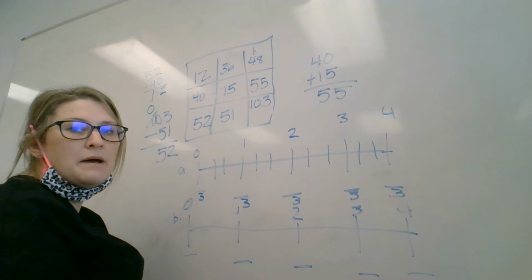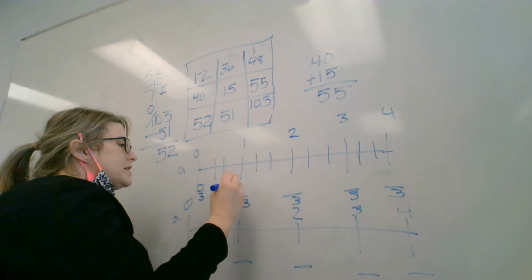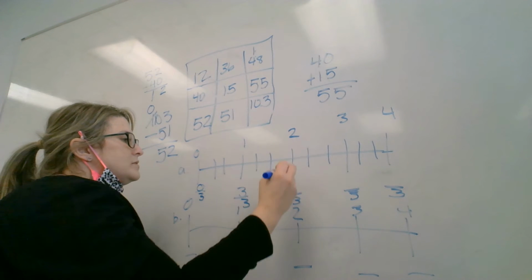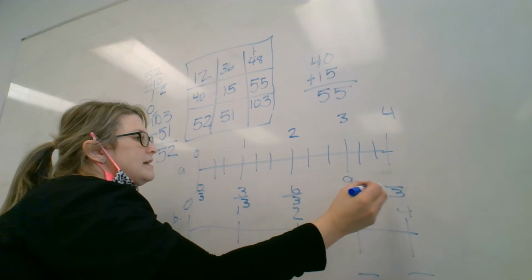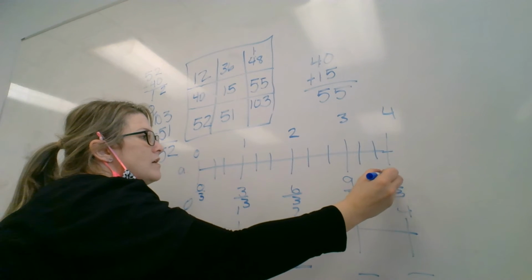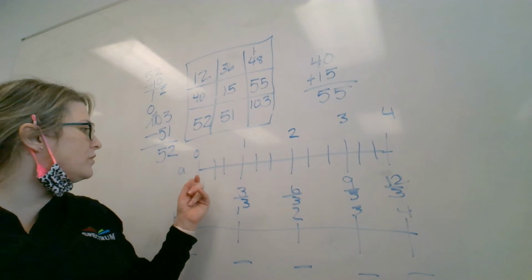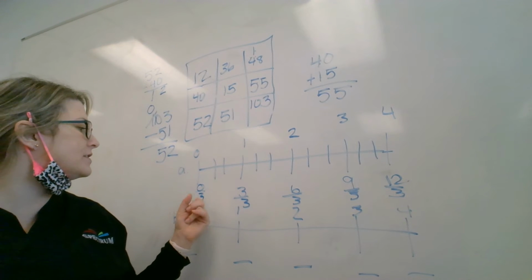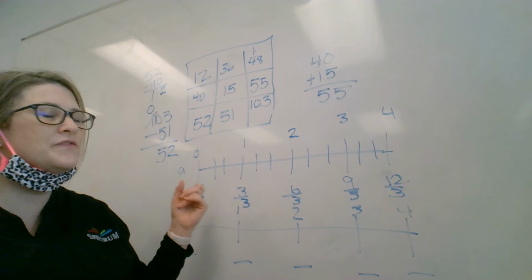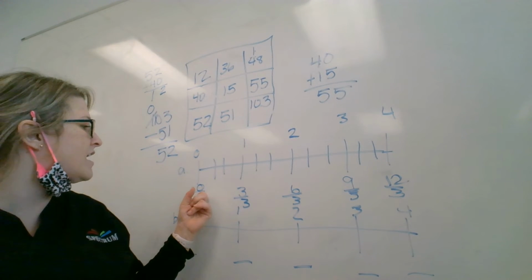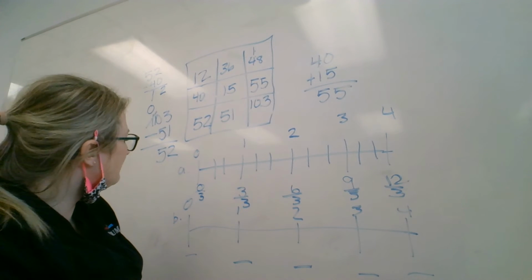All right, to get my top number, I'm going to say 3 times 0 is 0. 3 times 1 is 3. 3 times 2 is 6. 3 times 3 is 9. 3 times 4 is 12. Okay? So remember, when you figure out the bottom of your fraction, you're just counting by 3s, or if it was 5s, you'd be counting by 5s, but you're just adding 3 to the top or counting by 3s.